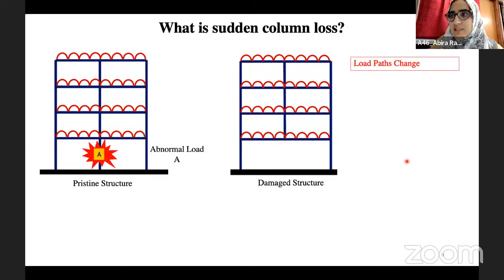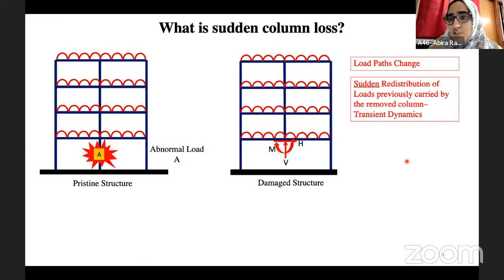One is the previous load paths that were in the structure, they change, and two, there is a sudden redistribution of loads that were previously carried by that member, and since there is a sudden redistribution, it leads to the transient dynamics in the building. So sudden column loss is a way in which the unforeseen event and its consequence is taken into account at the design stage, or to check the stability of a structure against unforeseen event.